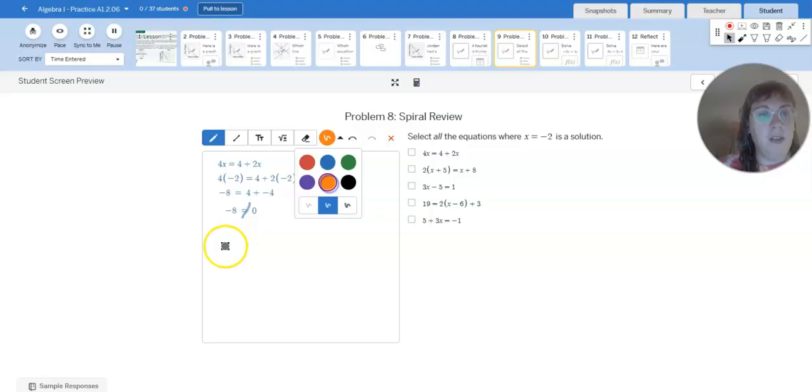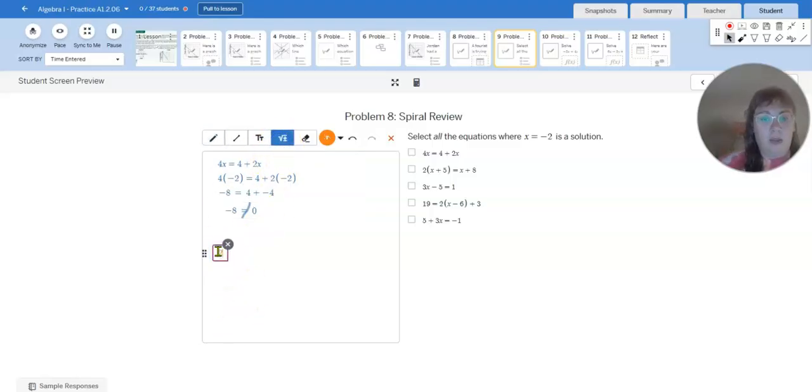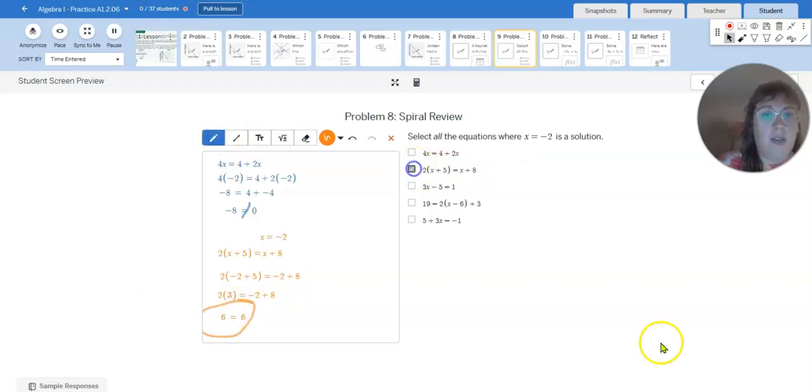I'll do one more with you. Let's look at 2 times x plus 5 equals x plus 8. So we're just plugging in x equals -2 and then seeing if we have a true statement. So we have 2 times -2 plus 5 equals -2 plus 8. -2 plus 5 is 3, and then 2 times 3 gets us 6. And -2 plus 8 is also 6. So this one is true because we got a true statement.